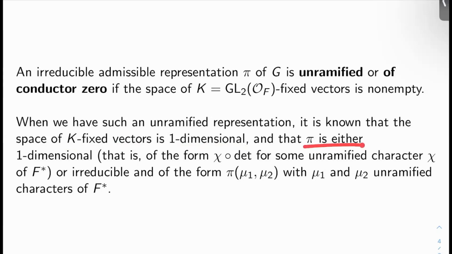And it's also true that pi is either one-dimensional itself, which means it's of the form chi composed with the determinant for some unramified character chi of F star, or it's irreducible and it's actually one of these representations induced by characters, pi of mu_1 and mu_2, for some unramified characters mu_1 and mu_2 of F star. So there's only two possibilities, and they're both sort of simple.